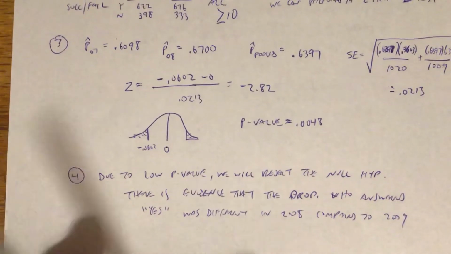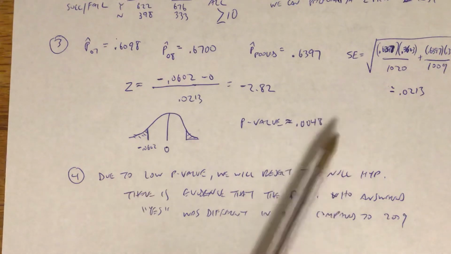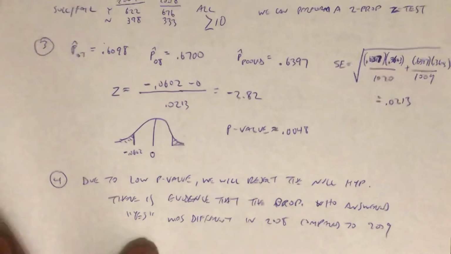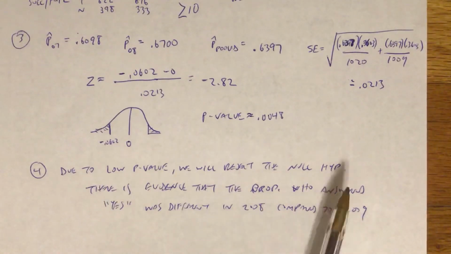The p-value is low. It's way under 0.05. It's actually less than 0.5%. So here I would just say, due to low p-value, so this is part 4. Due to low p-value, I'm going to reject the null. So make sure you say that and then put it into context. What does it mean, context?